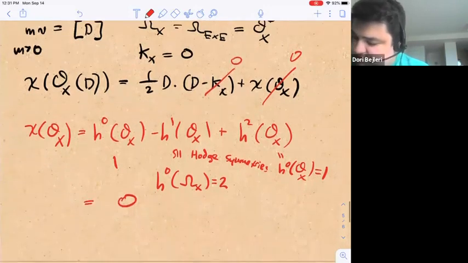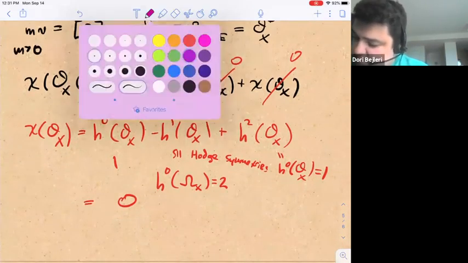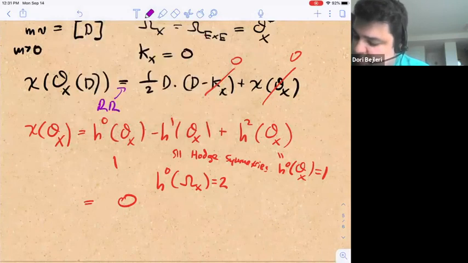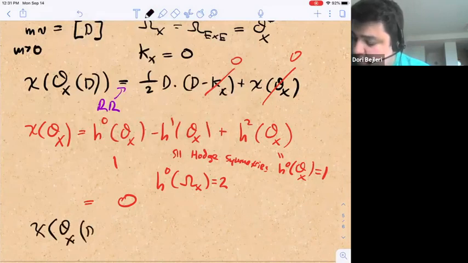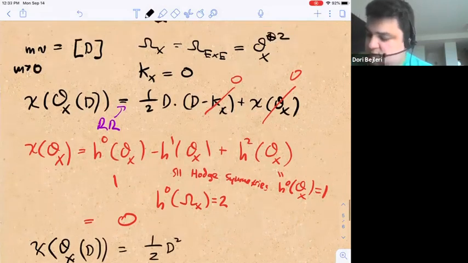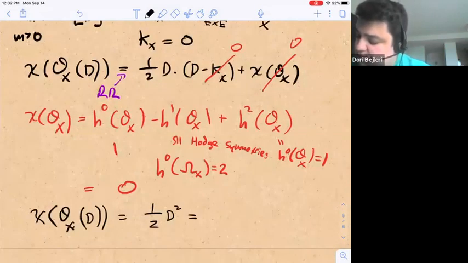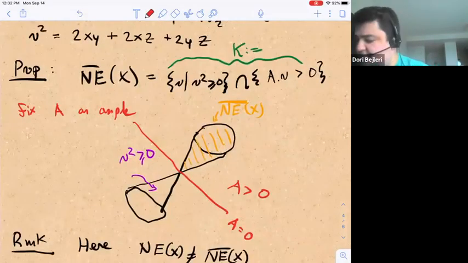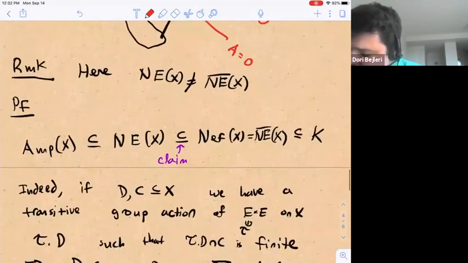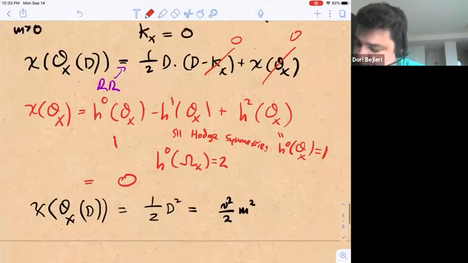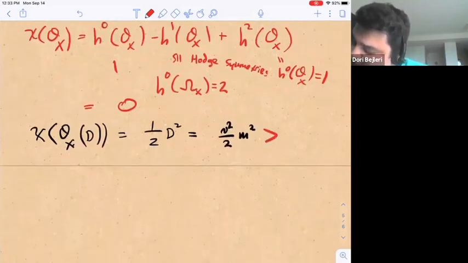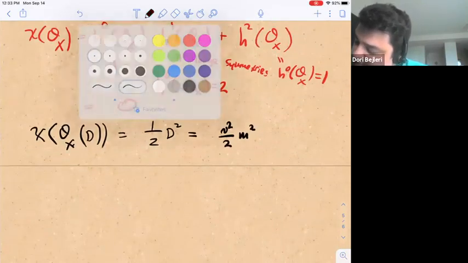So we get that, here let's write it down, that's Riemann-Roch. The Euler characteristic of O_X twisted by D is 1/2 D squared, but D is m times our class v, so this is the same as m squared v squared over 2. For v on the interior of K, we have v squared greater than 0. And m is greater than 0 as well, so this is greater than 0 because we're on the interior of K.